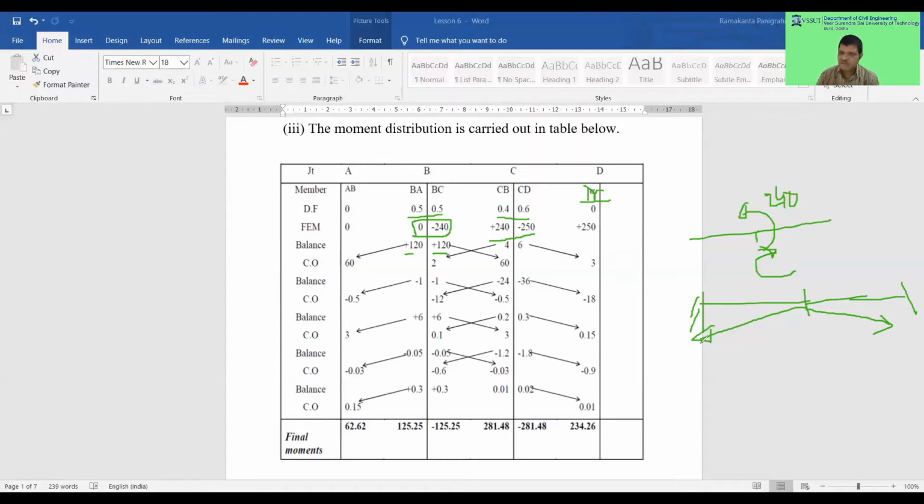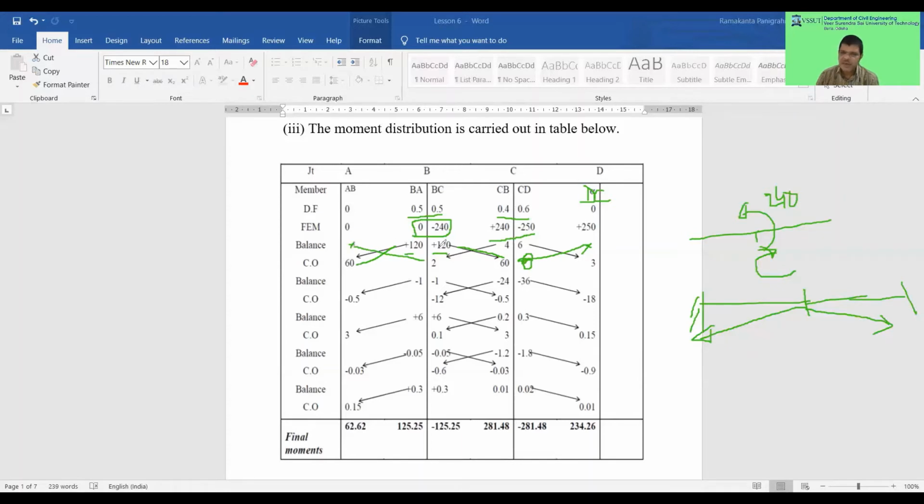with the same sign convention. Positive becomes positive, negative becomes negative. So please see here, it is plus 120, so it will come here. Carryover will be plus 60. Here it is 120, so it will carry over plus 60 here. Now here it is 4, so half of the value will come here, that is plus 2. Now 6 here, half the value, 3, will come here. So this is how it will be carried over. Since there is no moment here, nothing will carry over here. Similarly, there is no carryover from here to here because there is no unbalanced moment.